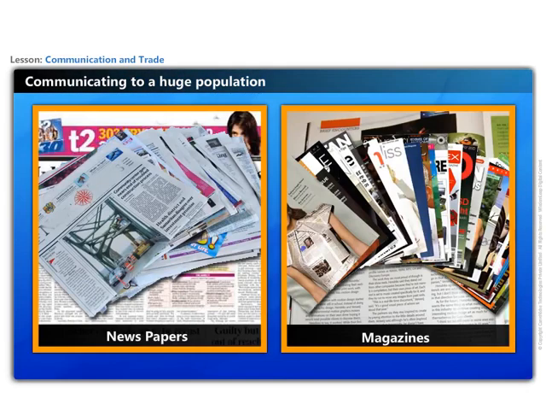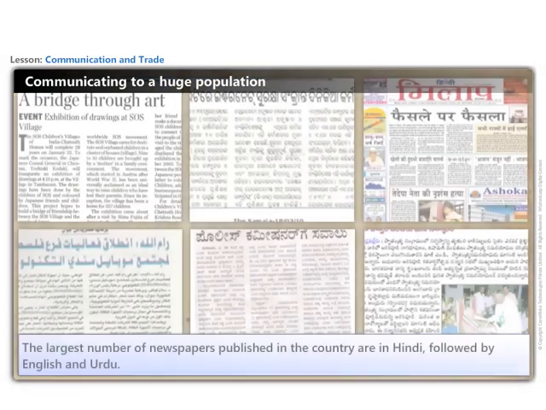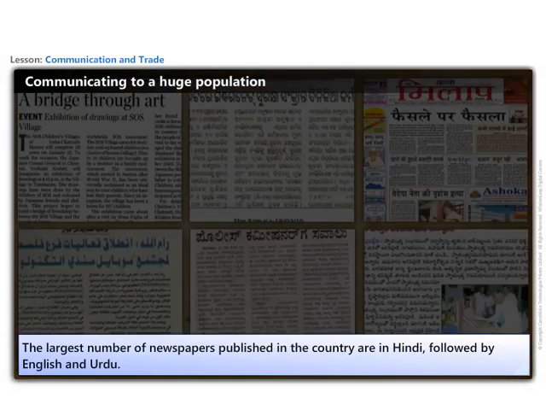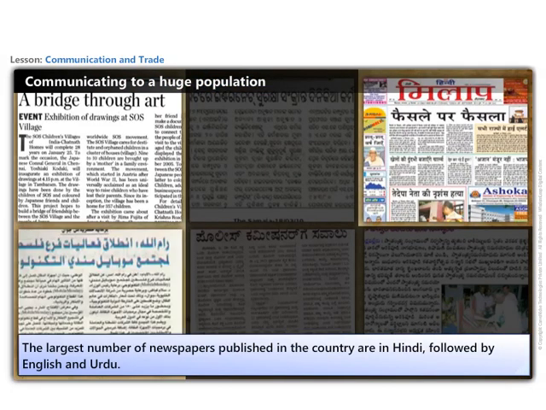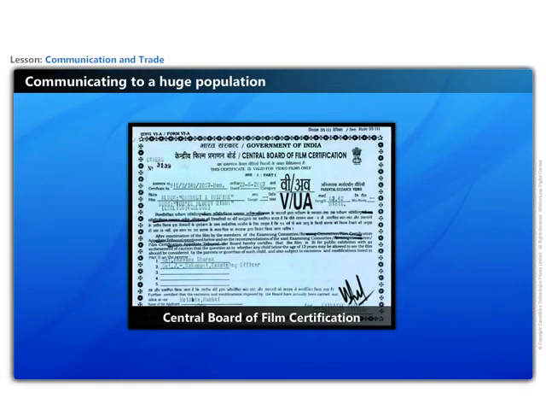India publishes a large number of newspapers and periodicals annually. Newspapers are published in about 100 languages and dialects. The largest number of newspapers published in the country are in Hindi, followed by English and Urdu. India is the largest producer of feature films in the world. The Central Board of Film Certification is the authority to certify both Indian and foreign films.